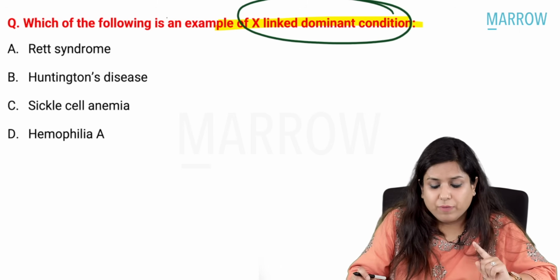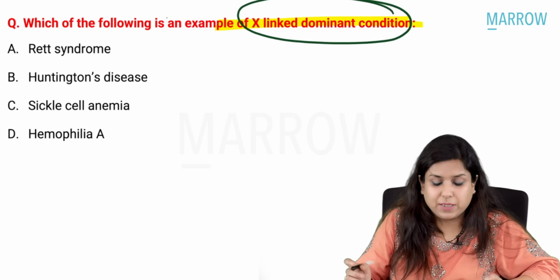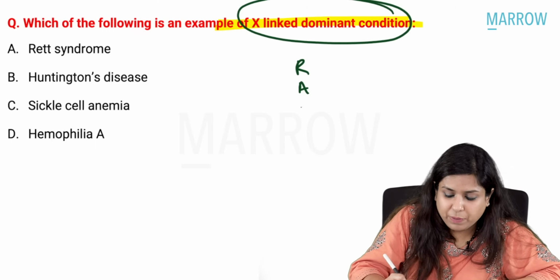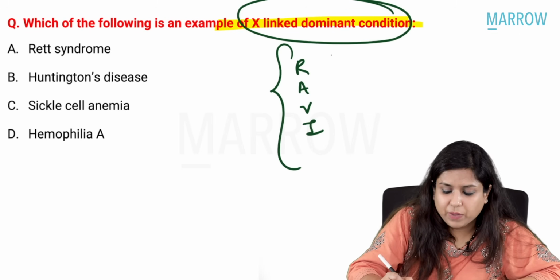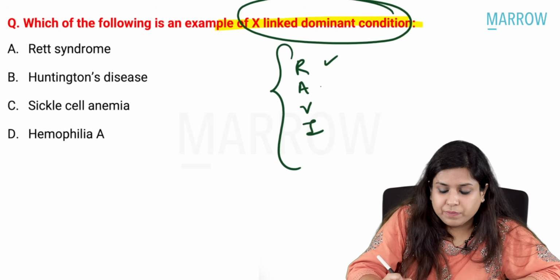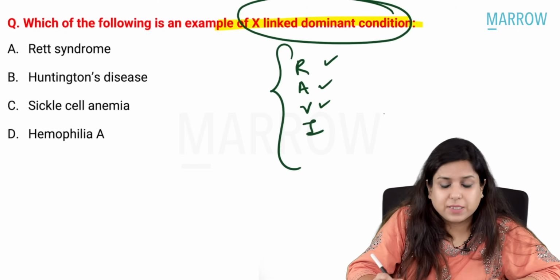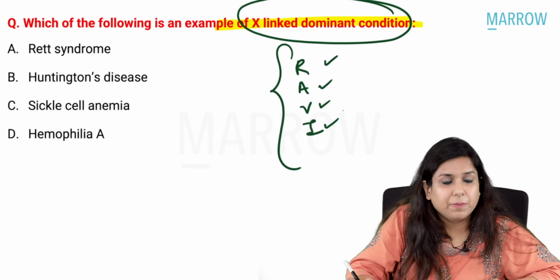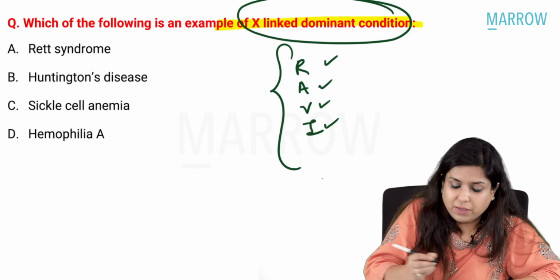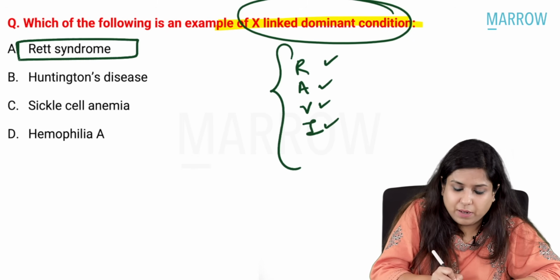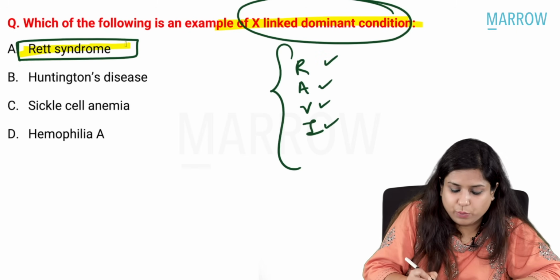So here, which of the following is an example of X-linked dominant? For that, you people remember I told you the mnemonic RAVI: R for Rett syndrome, A for Alport syndrome, V for vitamin D resistant rickets and I for incontinentia pigmenti, right? So what is the answer? X-linked dominant? The answer is going to be Rett syndrome.